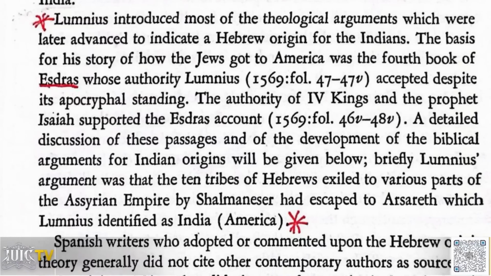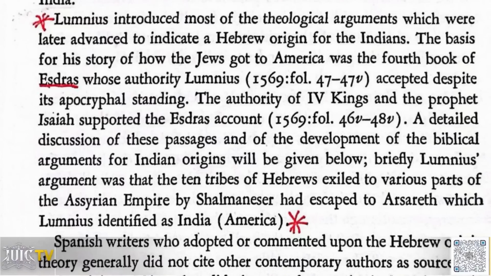A detailed discussion of these passages and of the development of the biblical arguments for Indian origins will be given below. Read on. Briefly, Luminous's argument was that the 10 tribes of Hebrews exiled to various parts of the Assyrian Empire by Shalmaneser had escaped to Osiris, which Luminous identified as India, or, quote unquote, America.